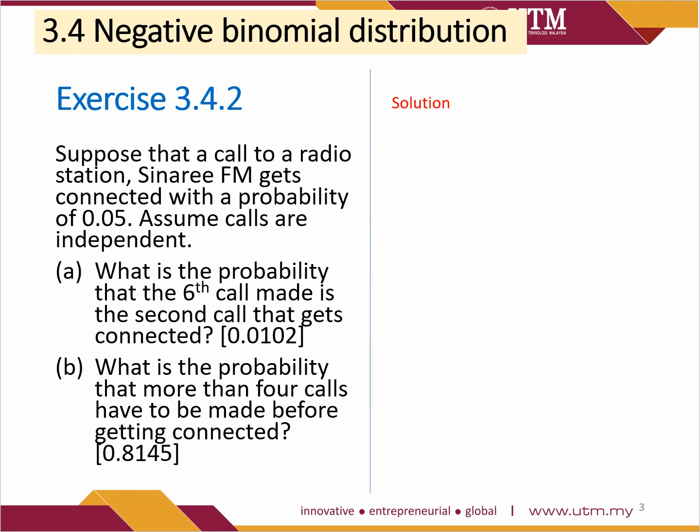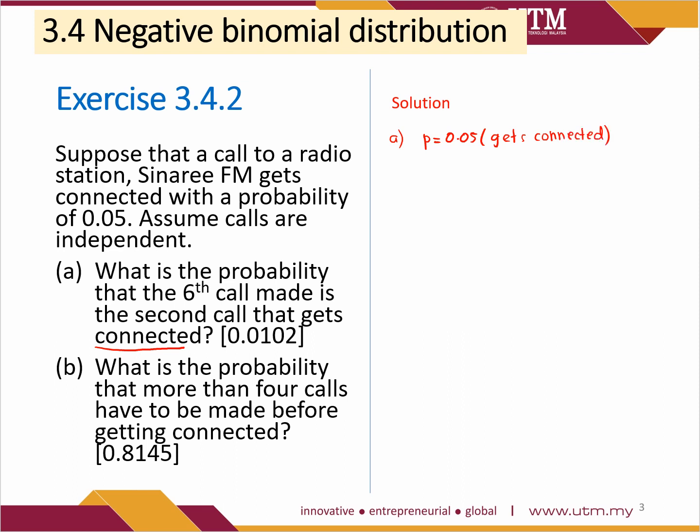Now let's discuss the next solution. Suppose that a call to a radio station FM gets connected with a probability of 0.05. Assume calls are independent. For A, what is the probability that the 6th call made is the second call that gets connected? Our success is getting connected, where the probability of getting connected is 0.05.